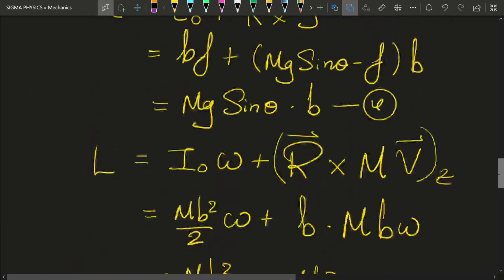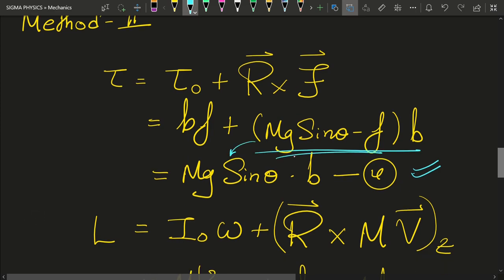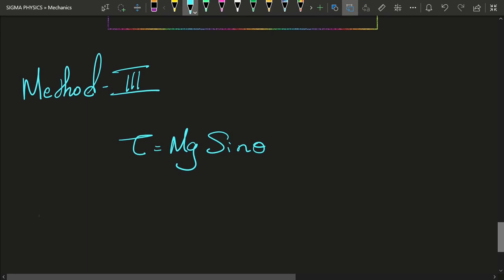See, here we had a big expression for the torque. That is, we had to solve for the torque of the center of mass also, this one. And then we got this mg sin theta into b. But here we are getting directly mg sin theta into b. This is the importance of a proper choice of your coordinate system and the proper choice of the location of the origin of your coordinate system. It makes a problem really, really simple.